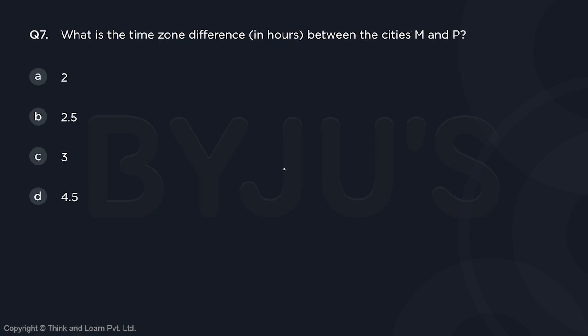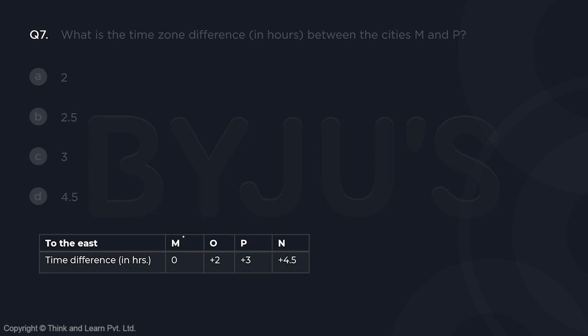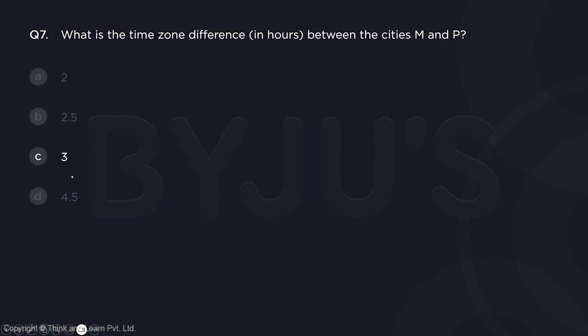What is the time zone difference between cities M and P? So what is the time zone difference between them? I see the time zone difference between them is 3 hours. So my answer is 3. What I have done is, this was 2 hours ahead, so I have written plus 2. P was another 1 hour ahead from O, so I have written all of them in terms of M only. So P is another 1 hour ahead, that means 3 hours ahead. N is another 1.5 hours ahead, 4.5 hours. So the difference between M and P is 3 hours. So that is the answer for that.